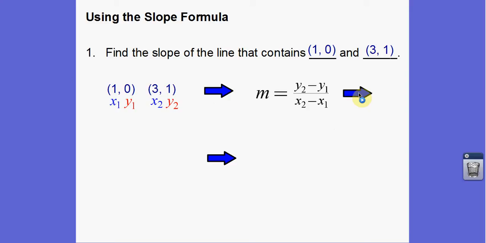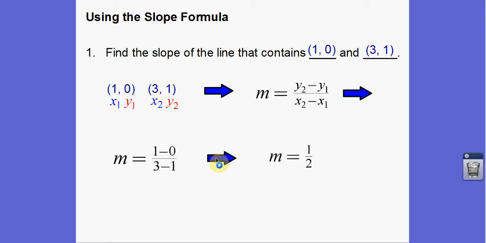Third step, I fill in the numbers from my ordered pairs. If you look right here, y sub 2, well, what is y sub 2? I go back to where I wrote this down. Y sub 2 is 1, so that's why that goes first. Minus sign right there in the formula. Y sub 1, well, I look over here, y sub 1 is 0. That's what I put there. And then x sub 2 minus x sub 1, well, that's 3 minus 1. So that's exactly what I wrote in my formula.